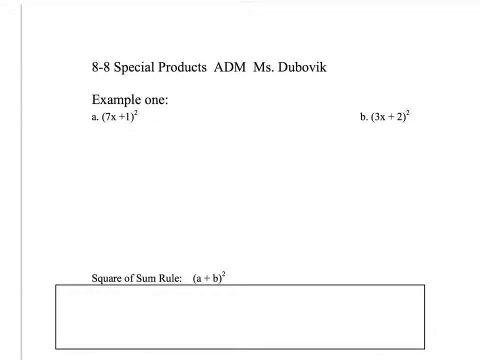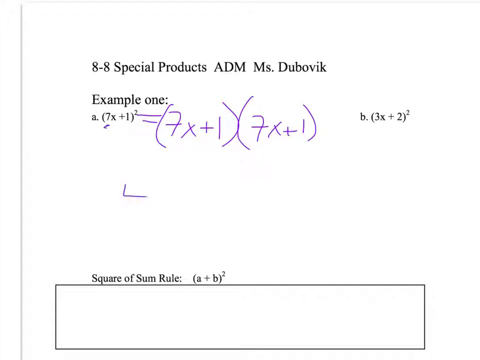Alright, (7x + 1) squared is just another way of writing (7x + 1) times (7x + 1). So I wanted to show you a trick, a shorthand to do this. We can take that 7x and square it. So 7 times 7 is 49, x times x is x squared. Then we can take that 1 and go 1 times 1, which is 1. So we got our first and our last terms.